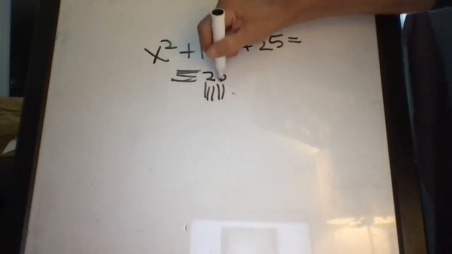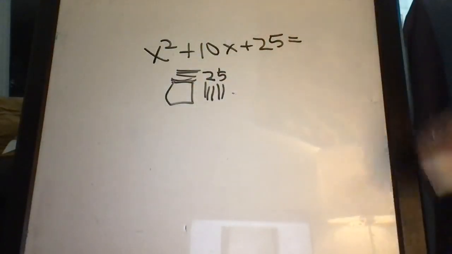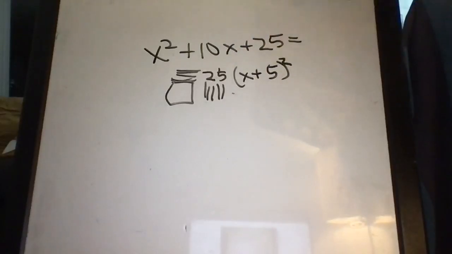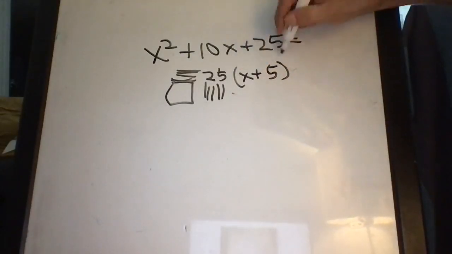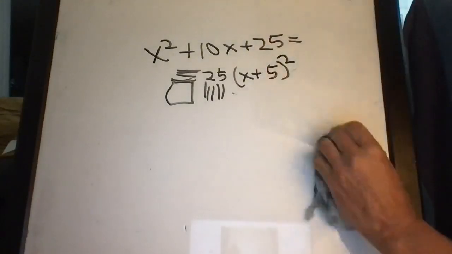And then over here is going to be 25, and of course over here is going to be your x squared. That's not hard, so it's going to be x plus 5, and then he thought it would be x plus 5, 2. And I said, that's correct, but we say x plus 5 squared. Okay, so he's getting that concept down.